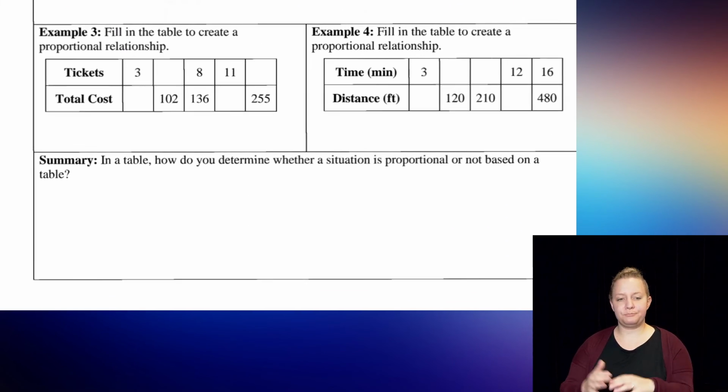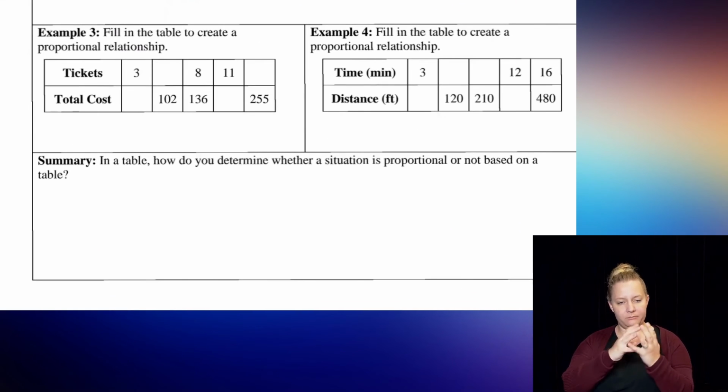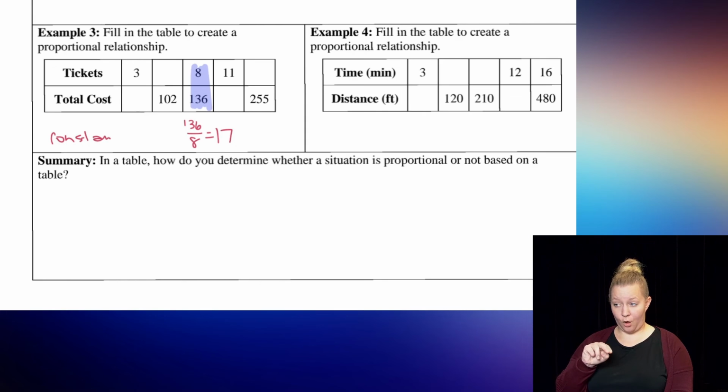Okay, and then lastly, we are going to fill in the table to create a proportional relationship. So whenever you have a table like this, you're going to find a set of values where you know both the x and the y value. So therefore, I'm going to use this one right here. Because we're looking for a proportional relationship, I'm going to take 136 and divide that by 8. And I get that my answer there is 17. So therefore, my constant equals 17. And then with that information, I'm going to fill in the rest of it.